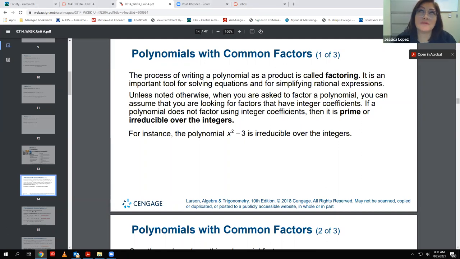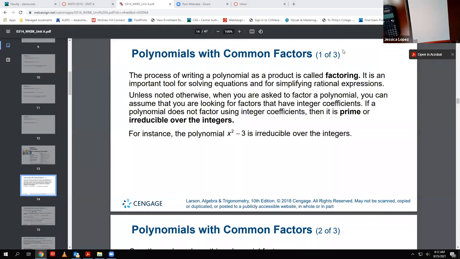Sometimes when we factor polynomials, we're usually only going to have one answer and one answer only, okay? But I do want to point out something, and I'm going to actually share my camera with you. So let me do stop share, and let me go to my IPEVO.